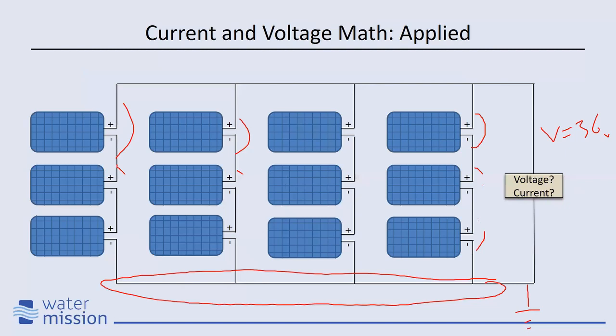Now for the current, we want to find out, well, what's the current on each string? So now, what's the current that's going to be flowing through here?